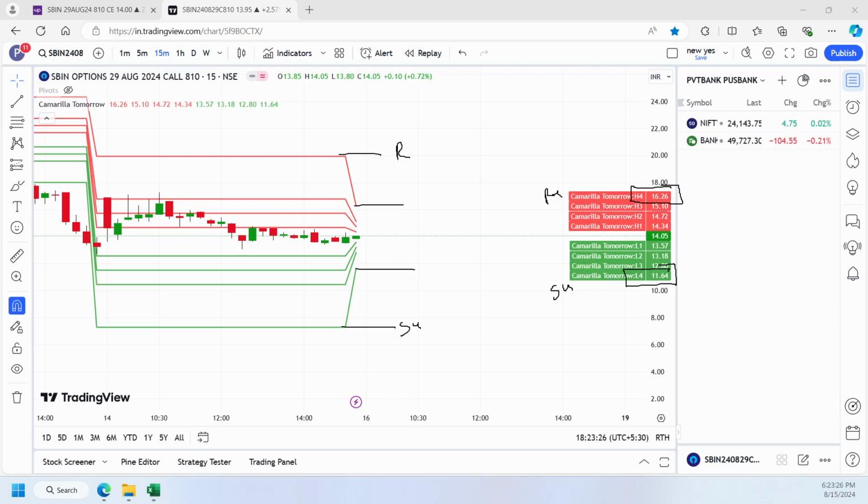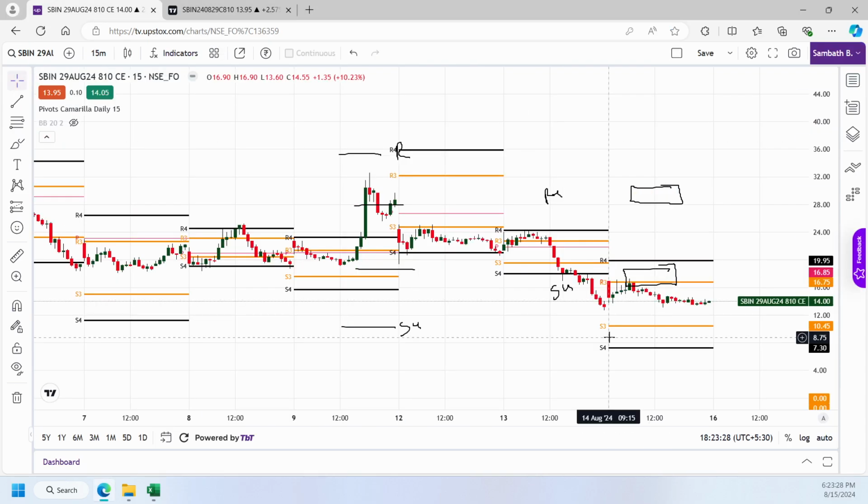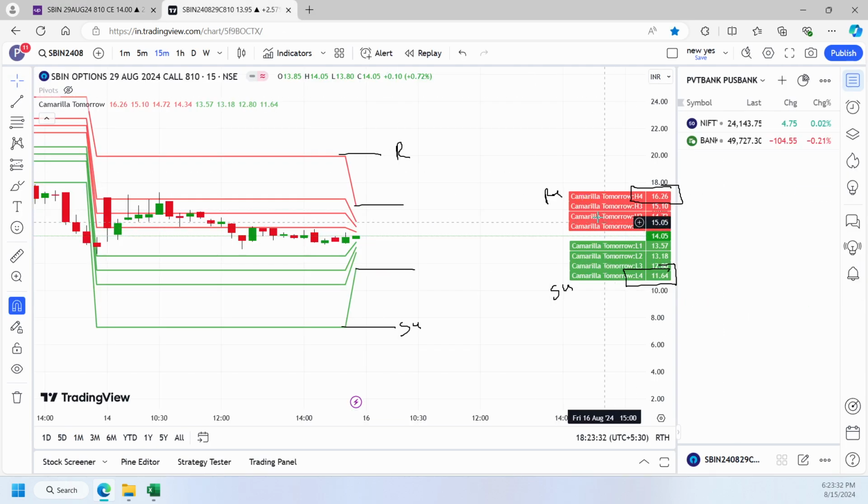So we are simply finding out that, if you check the previous day, 19.95 and 7.30, and today's level is 16 point and 11 point. So that is exactly saying this is the inside Camarilla.